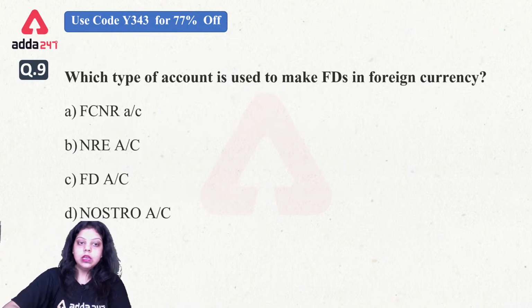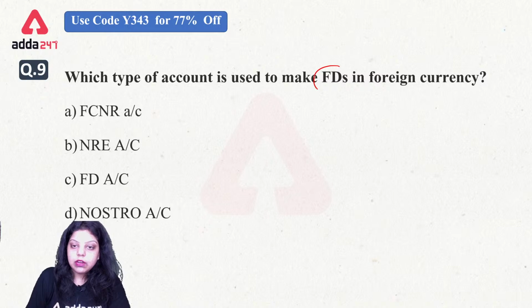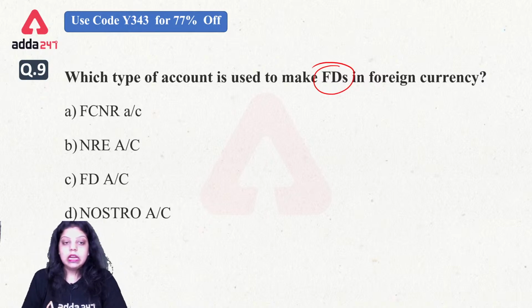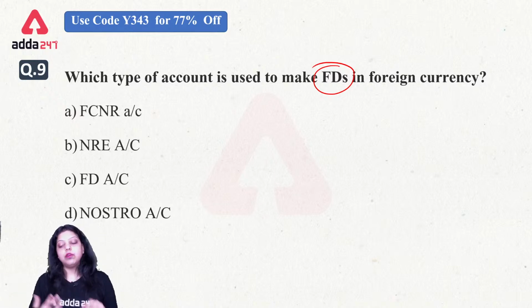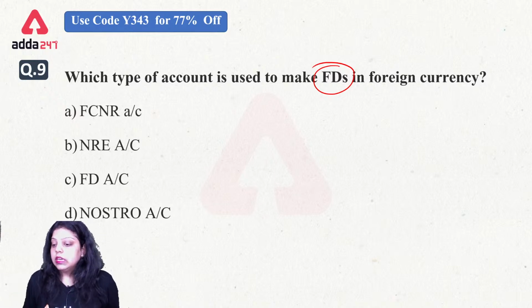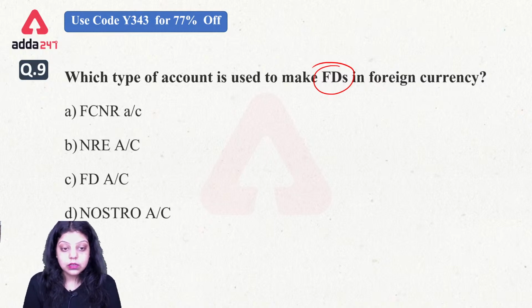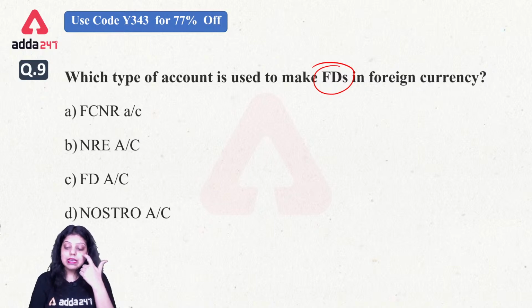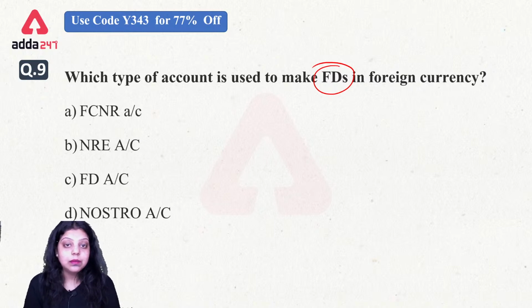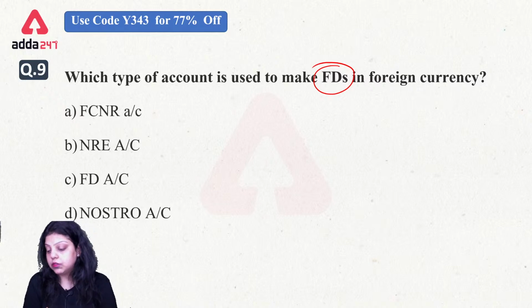Next, which type of account is used to make FDs in foreign currency? Is it an FCNR account? Is it an NRE account? Is it an FD account? Is it a Nostro account? So in which of the following accounts can we maintain our FD in foreign currency? Yes, that's true. The headquarters of the Bank for International Settlements is in Basel. Okay. Now BIS, Bank for International Settlements, acts as a bank for all the central banks of different countries.